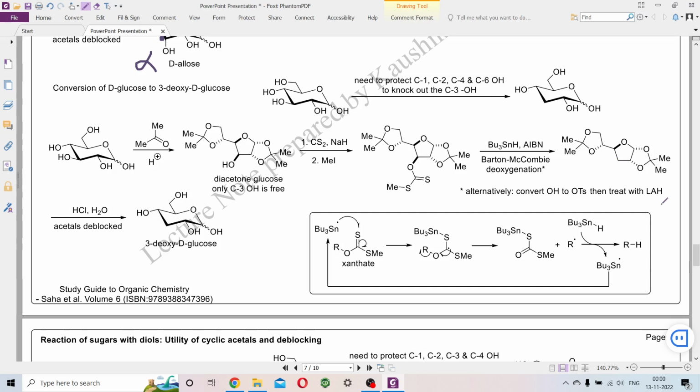So that's a reduction as well. So hydride comes and OTS leaves, and you are left with this one, and treat this with HCl, H2O, so that your acetals are deblocked and you get your 3-deoxy-D-glucose.